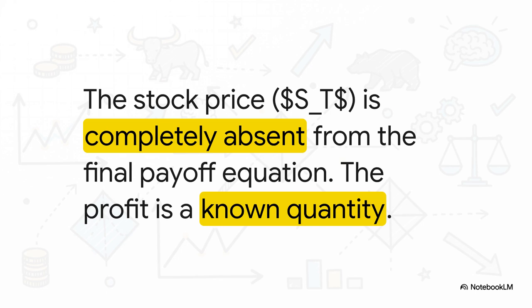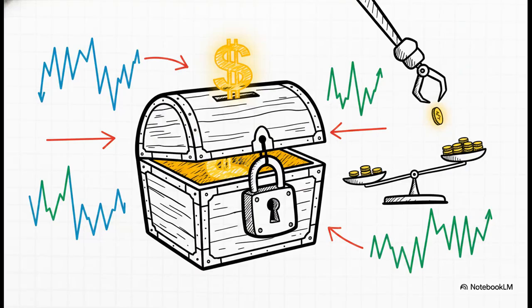The stock price, S sub T. It's completely gone from the final equation. The final value of this position has absolutely nothing to do with where the stock price ends up. The market's movement becomes completely irrelevant. The profit is a known mathematical certainty the second you place the trade. It's a machine designed not to bet on a stock, but to exploit tiny mispricings in the options themselves, which are often related to interest rates.